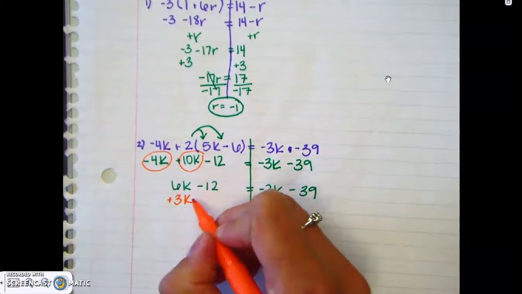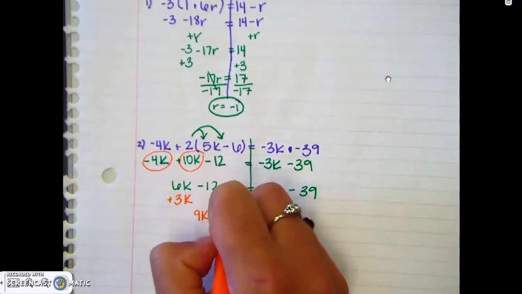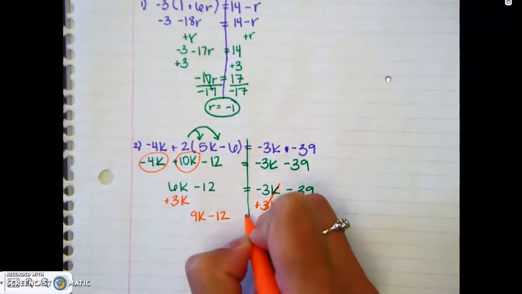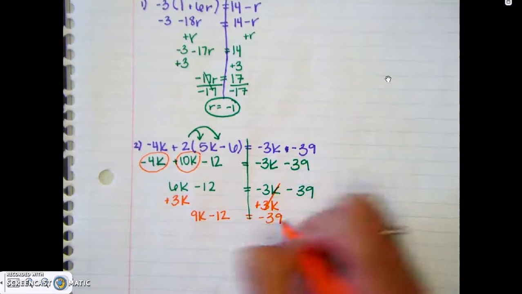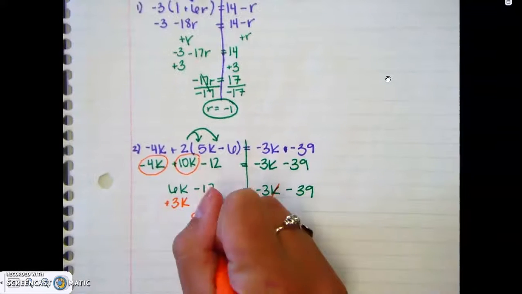And so 6k plus 3k is 9k. So I'm left with 9k minus 12. Those undo each other, so I'm just left with -39 here. Now that k is almost by itself, I just need to undo that 12.